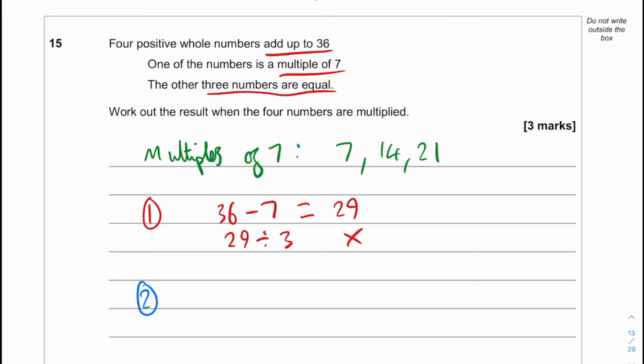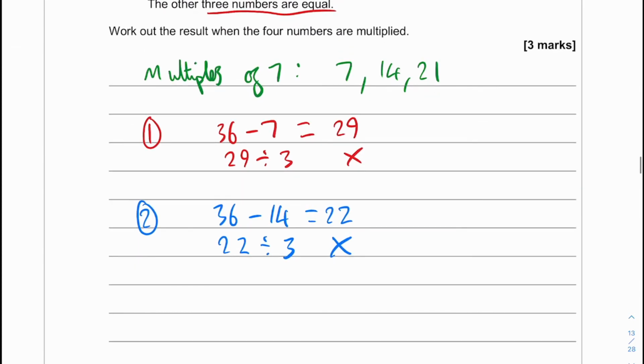So the second attempt, we do 36 take away 14, which is now equal to 22, and then we do 22 divided by 3. Again, doesn't give a whole number, so we say no, we can't do this. We'll then move on to our third attempt. So this time we're going to use 21, so 36 take away 21 is equal to 15, and we can see that 15 does divide by 3 to give 5.